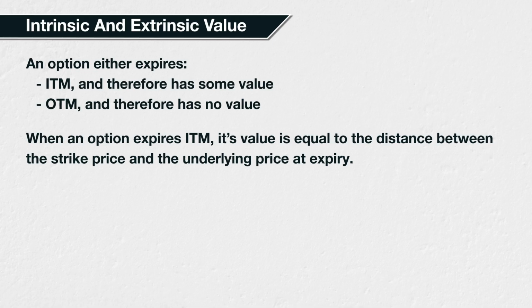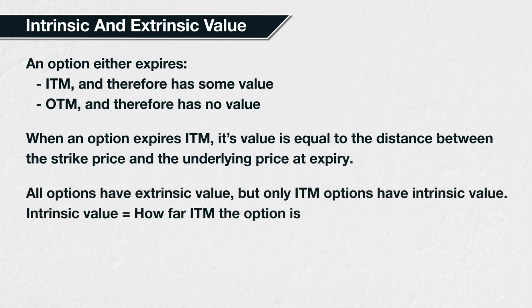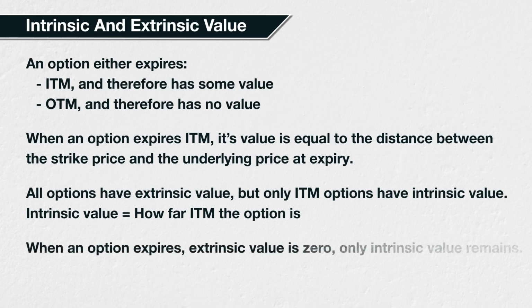When there is still time left before an option expires, the option's value can be split into two parts: its intrinsic value and its extrinsic value. All options have extrinsic value, but only in-the-money options have intrinsic value. The intrinsic value is equal to how far in the money the option is. When an option expires, any extrinsic value resulting from time and volatility has disappeared, so all that is left is any intrinsic value.